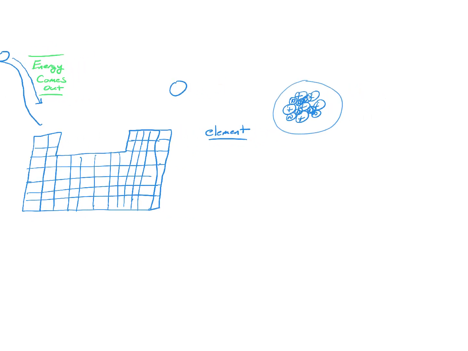You've seen this drawing before, I'm assuming? Something like it. I'm sure you've seen the drawing of an atom, right?